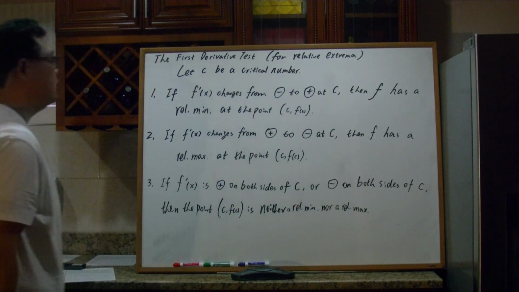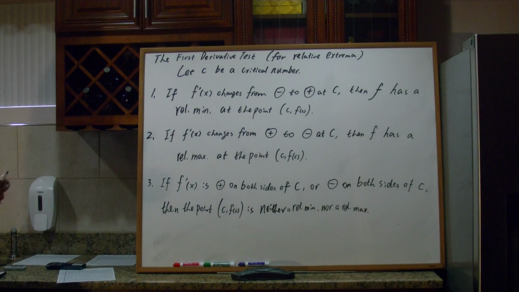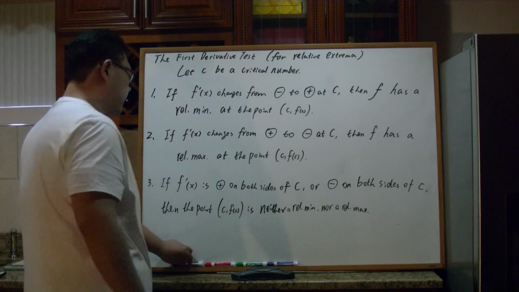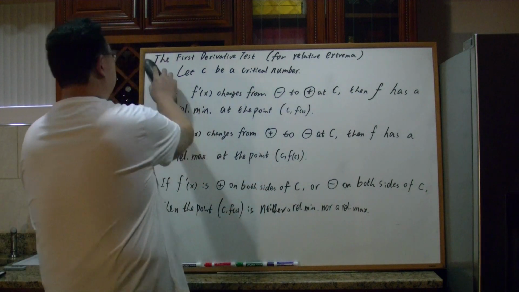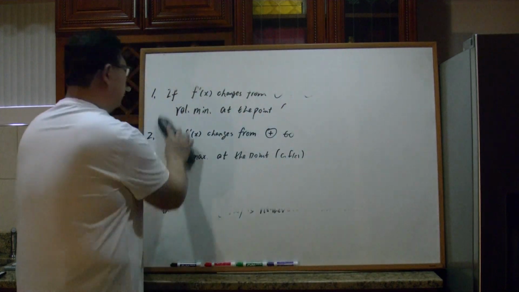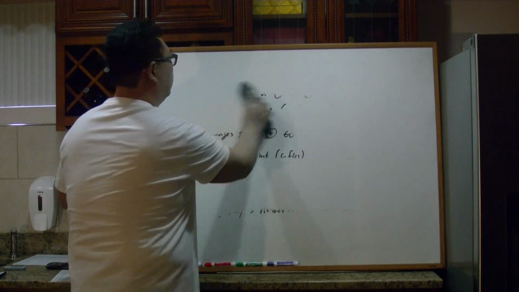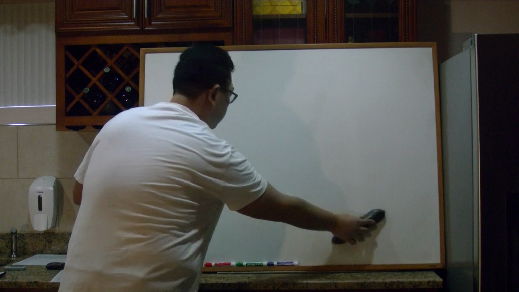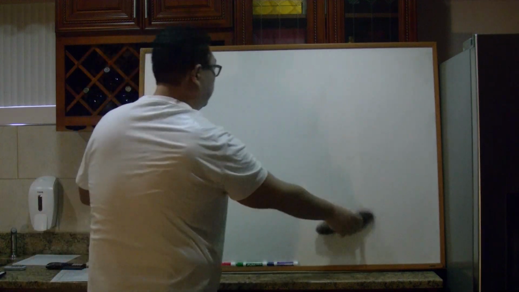Right, so that is the entire thing to determine if we get a minimum or maximum. And that is called the first derivative test. It's viewing the change of increasing and decreasing.